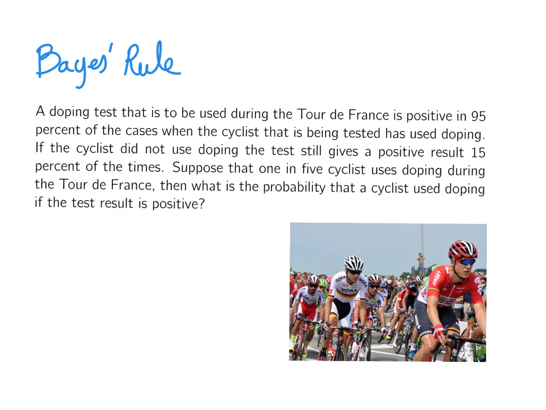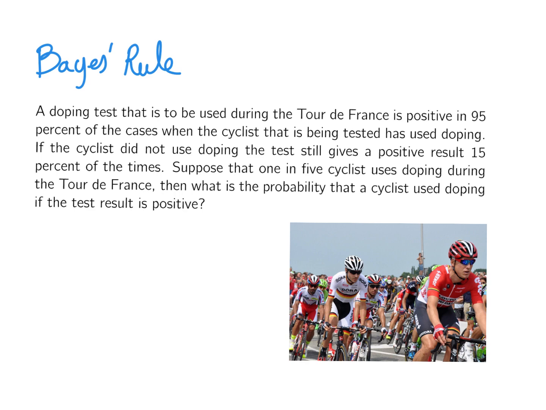Let's take a look at an application of Bayes' rule. Suppose we're working on a new doping test and that we want to use this doping test in a big cycling competition, for example, the Tour de France. Let's say that we have the information that you see here on the screen.